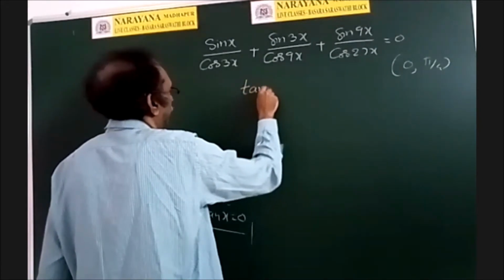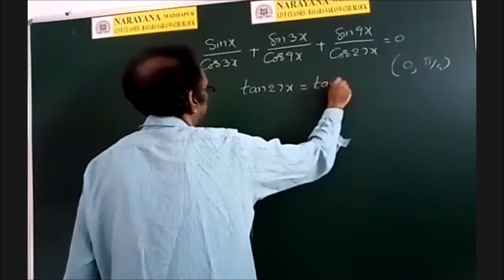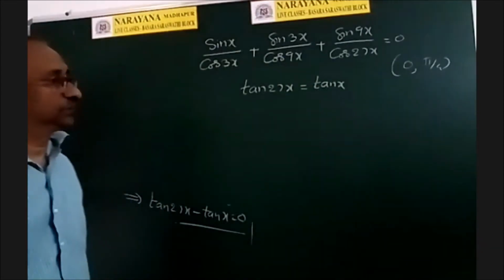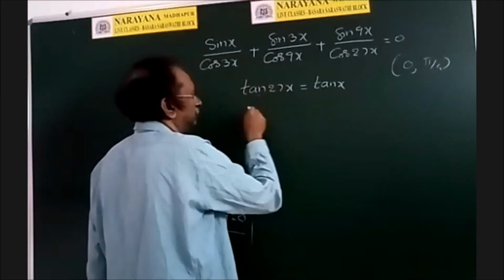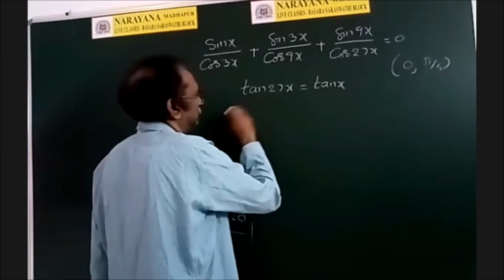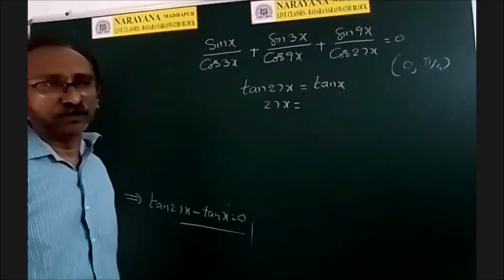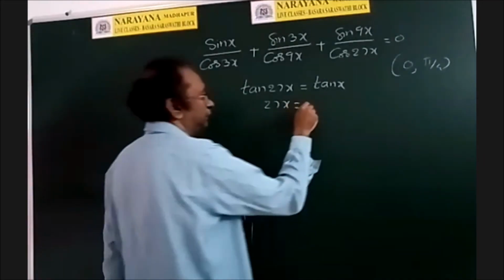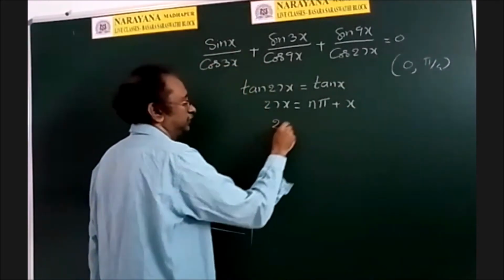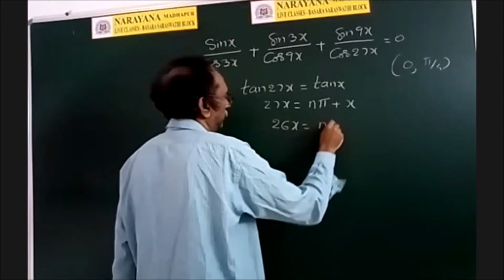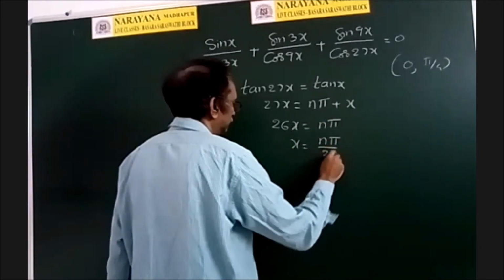So tan 27x is equal to tan x. Tan 27x is equal to tan x. And therefore, you can use tan only. So tan 27x, what is the general condition? Tan x is equal to tan alpha implies x is equal to n pi plus alpha. So that is 26x is equal to n pi, or x is equal to n pi by 26.